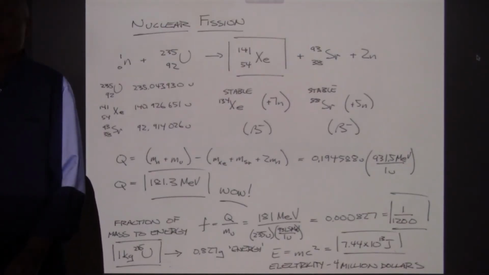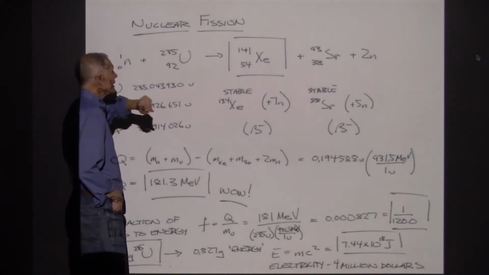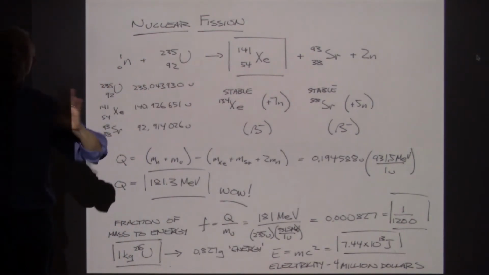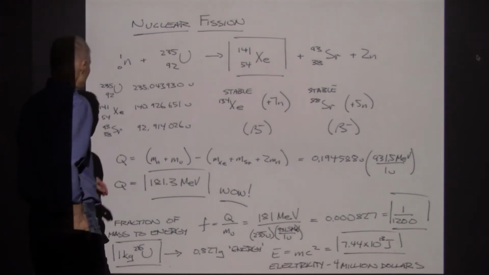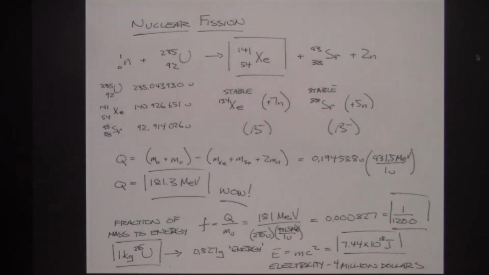But again, I do want to go back. So when we run this reaction, as that next slide is showing, we don't get the same products every time. There's a whole range of different isotopes that can possibly be created in these fission reactions. But this is pretty typical. So getting about 180 MeV of energy from each one of the fissions, that's a pretty typical number. Okay, so 180 MeV per fission. Wow, that's a lot of energy.